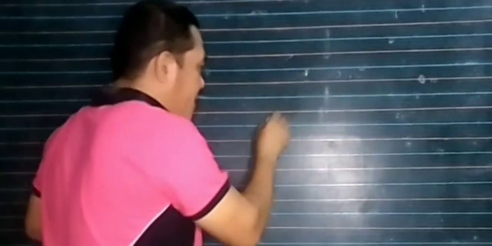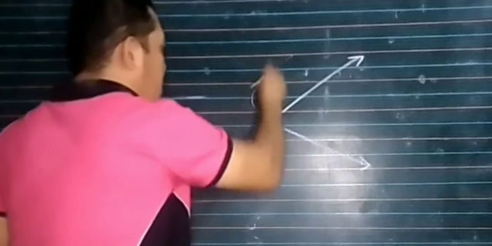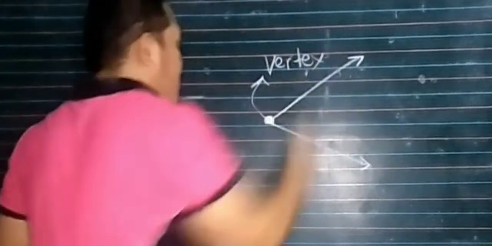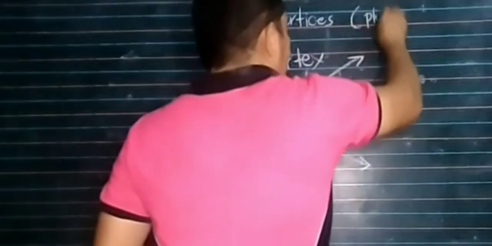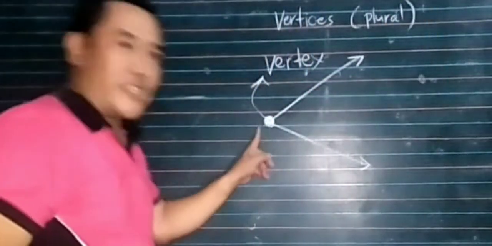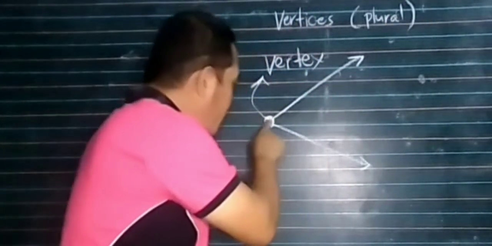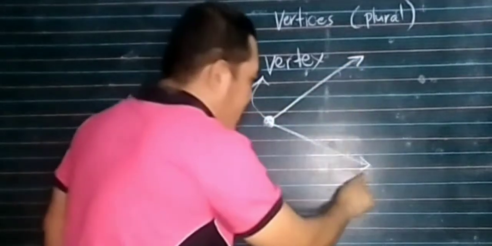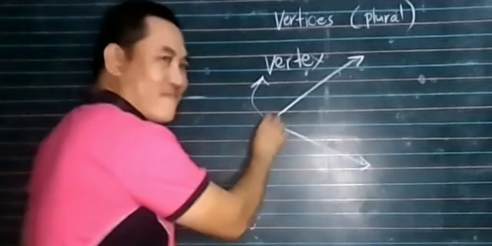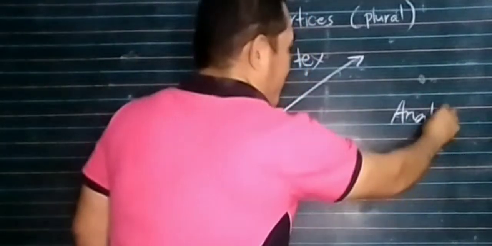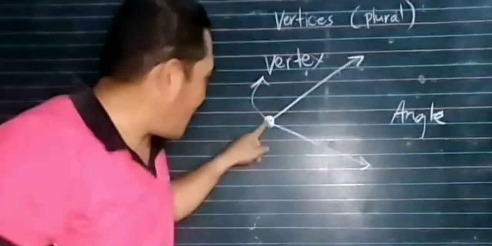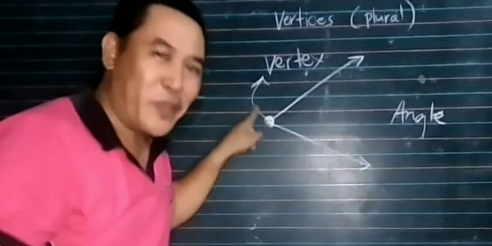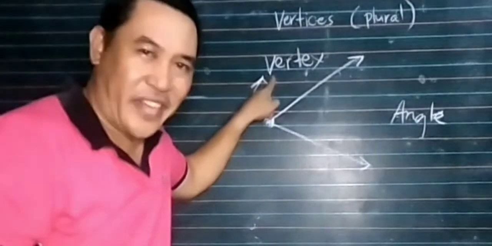This one is a point, with a line going there and another line going there. This point is what we call the vertex. This is plural, and this one is singular. So these lines sharing a common origin or point of origin, going there, and the other one going there, is called an angle. An angle shares a common origin or point of origin, or what we call the vertex.